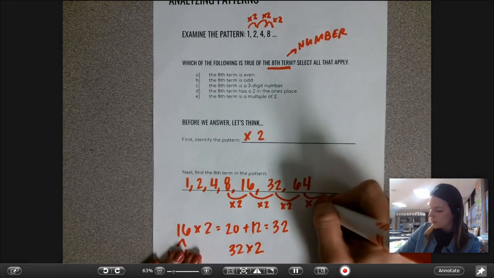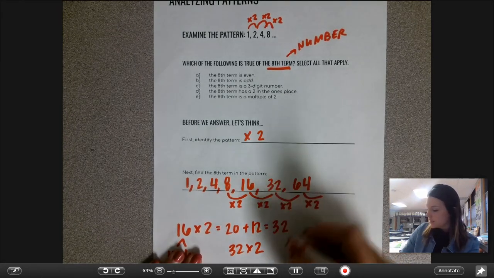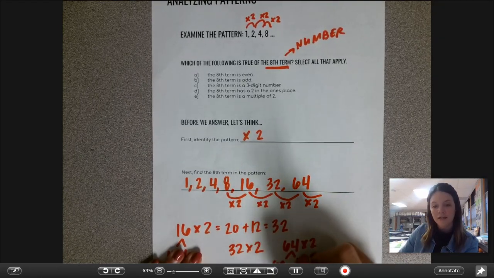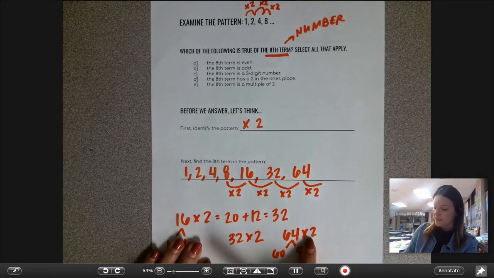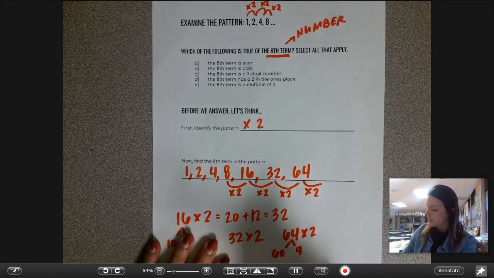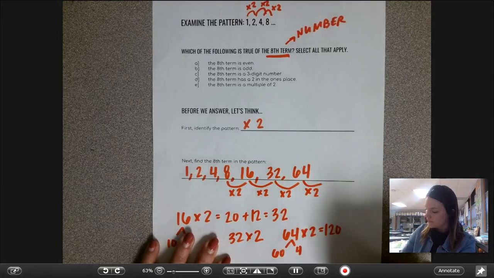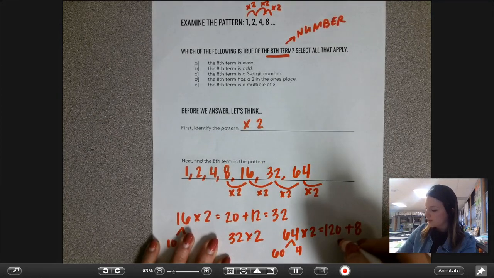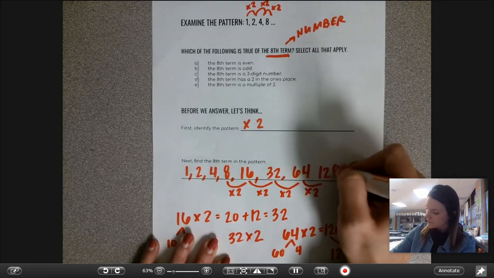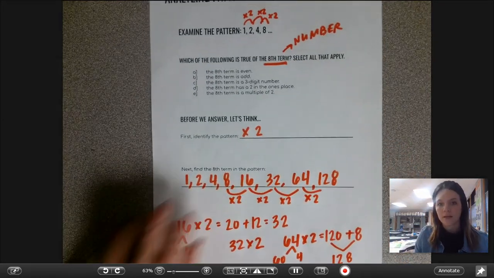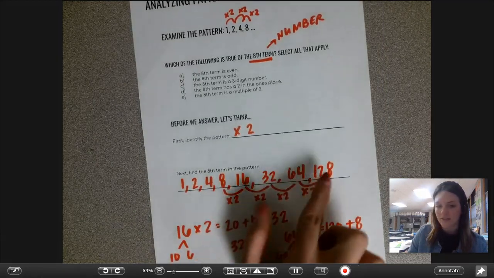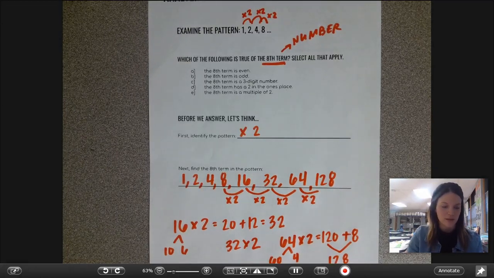And then I need one more number in my pattern and multiply by 2. So if I say 64 times 2, my class would break that up into 60 and 4. I know that 6 times 2 is 12, so 60 times 2 must be 120. 4 times 2 is 8. And so 64 times 2, if I put these back together, would be 128. Now that you have all of the numbers in your pattern, you figured out the 1, 2, 3, 4, 5, 6, 7, 8th term, we can go back and we can answer these questions.